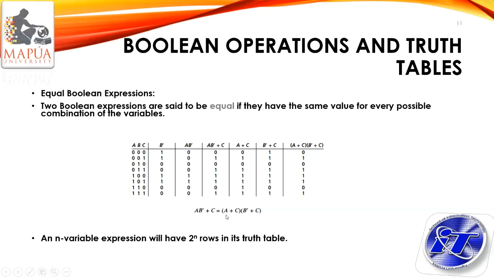And then the right side, A plus C. This column will represent A plus C, and B-not plus C for this column. And then under these 2 columns, we have this result. And as you can see, this column is the same as this column. Therefore, they are equal. So again, a truth table can be used in verifying if two equations are equivalent.